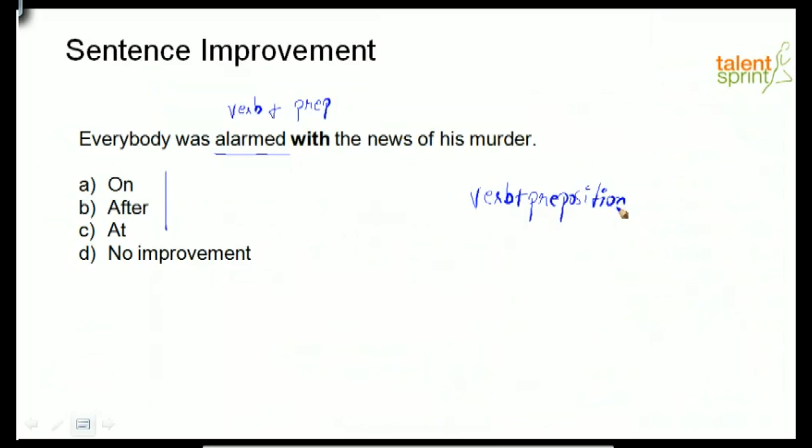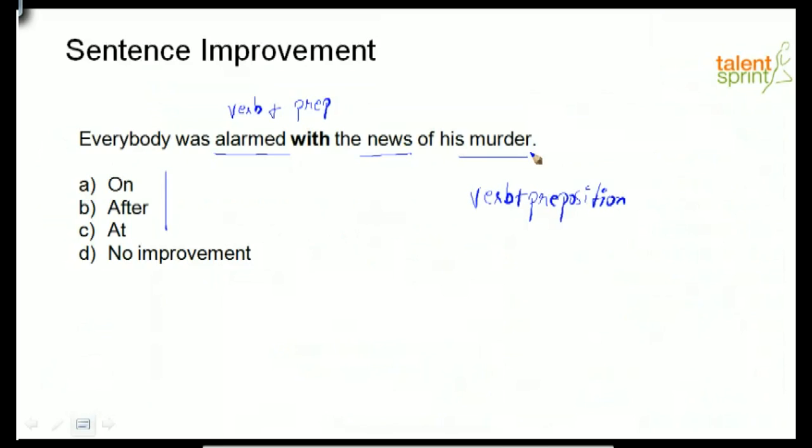Also, let's understand the context. The context is saying everybody was alarmed. The option that we have is with the news of his murder. So another keyword for you is news. It's bad news, about someone getting murdered. Shiva, the two keywords highlighted from the sentence are alarmed, where we are looking at the common prepositions that get associated with alarmed.